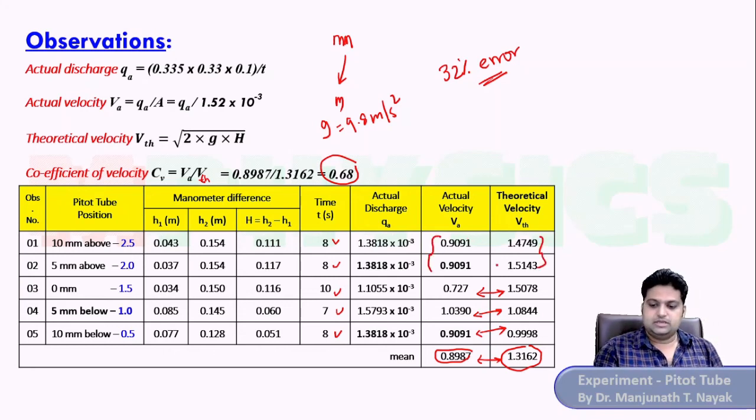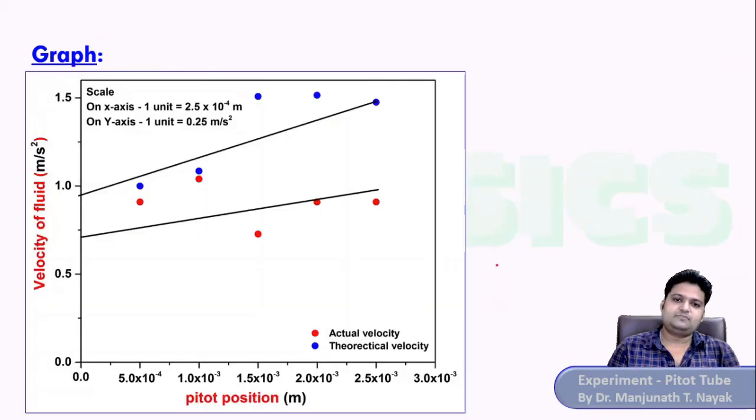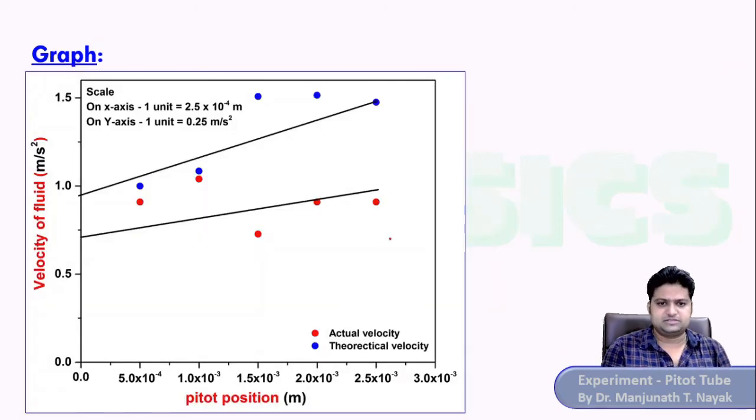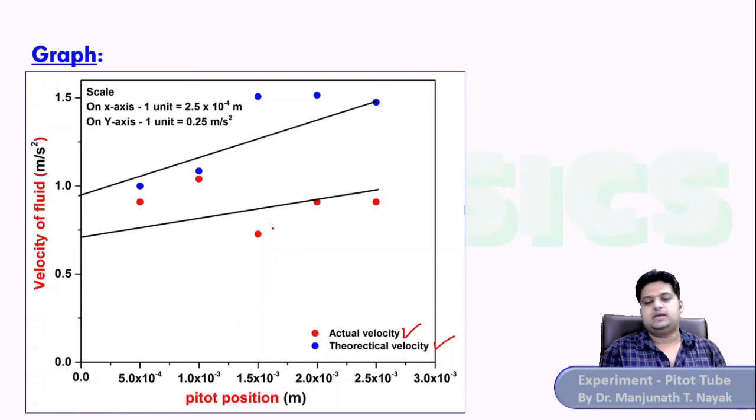If you plot a graph, because of our errors, we find these red ones. The red one is the actual velocity, and the blue one is the theoretical velocity. You can find that it is quite scattered. So what we could do is draw a line in between, taking the majority of points and drawing a line on an average. Otherwise you'll get a very zigzag line.